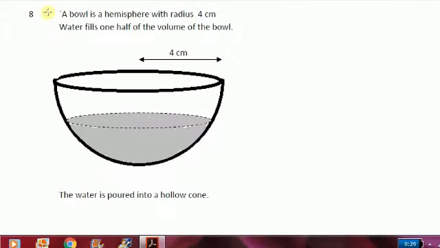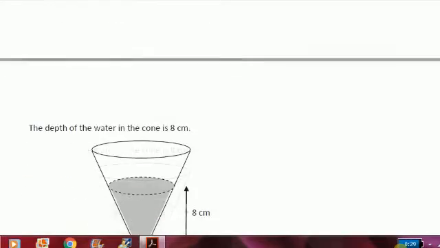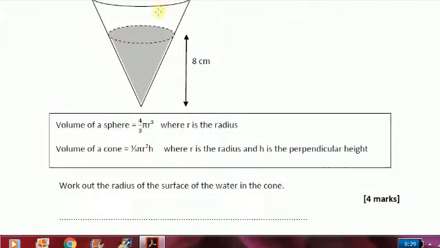A bowl is a hemisphere with radius 4. Water fills 1/2 of the volume of the bowl. So that volume, the grey volume, is 1/2 of the total volume of the hemisphere. Then the water is poured into a cone, taking up a height of 8 centimeters. They give us the formulae for sphere and cone. Work out the radius of the surface of the water in the cone. That radius is what we're trying to find out.